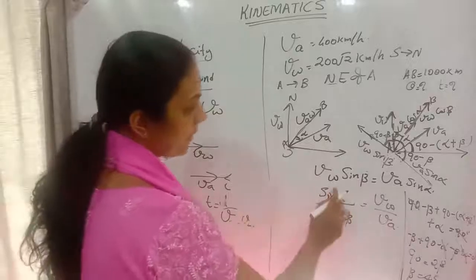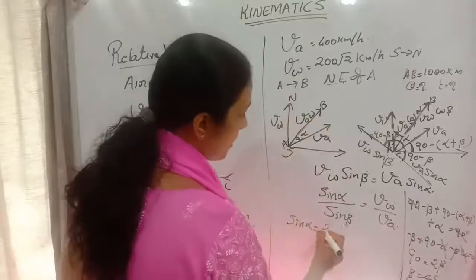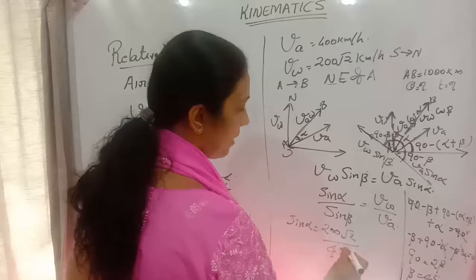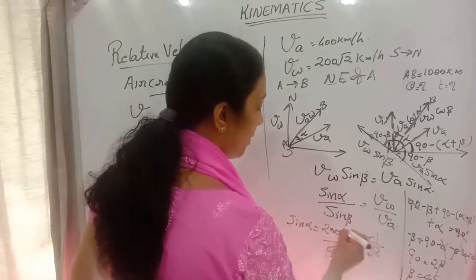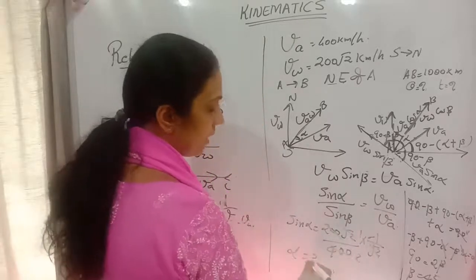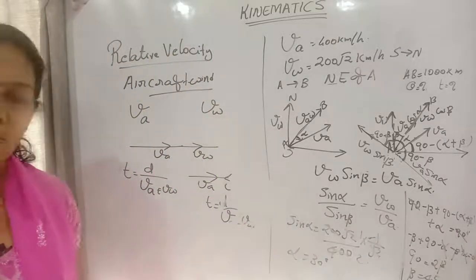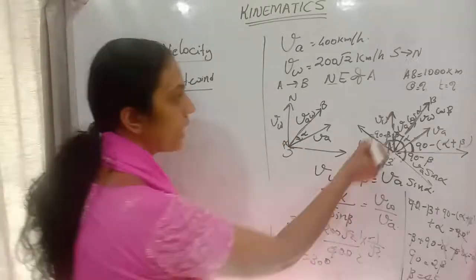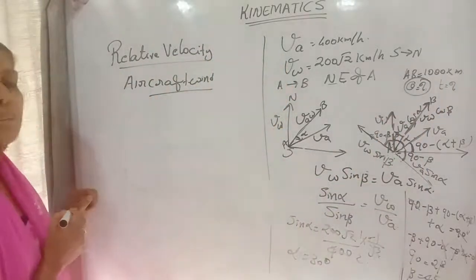If I substitute this 45 degree over here, sin alpha equals VW, which is 200 root 2, divided by 400, into sin beta, sin 45, which is 1 by root 2. So here I will get 1 by 2. So alpha equals 30 degree. So alpha I got as 30 degree and beta as 45 degree. So to which angle should we turn the steering? Steering should turn at an angle of 30 degree.